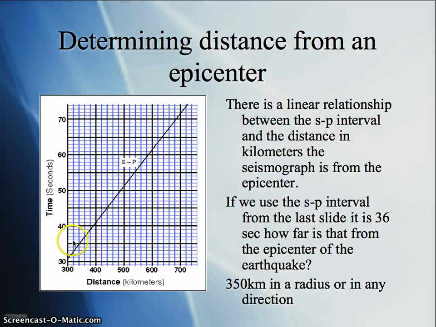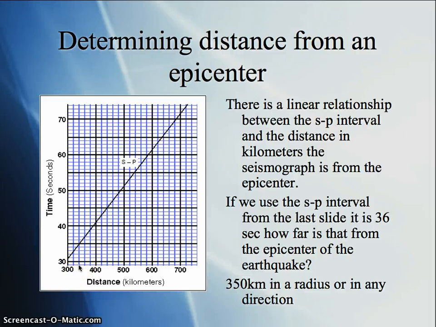And you follow that across to the slope of the line, because it's a linear relationship, and then follow it down. Okay, and the bottom axis, each of these is worth 20. So 320, 340, 360, and it's between the two, so it's 350 kilometers. Now that's a radius in any direction.